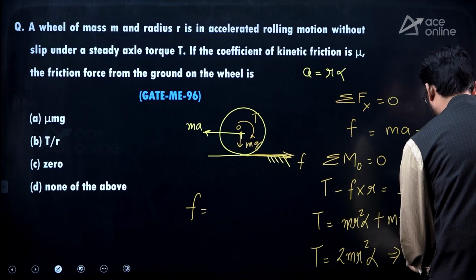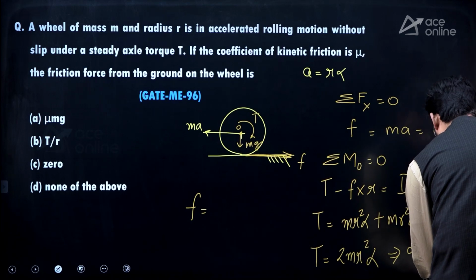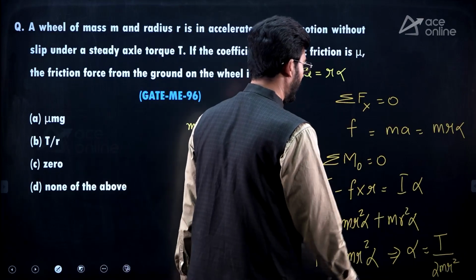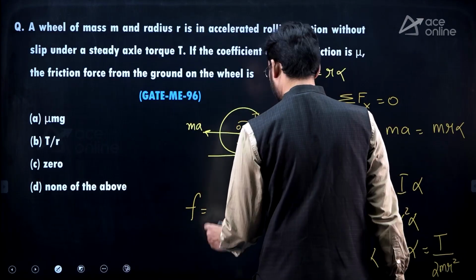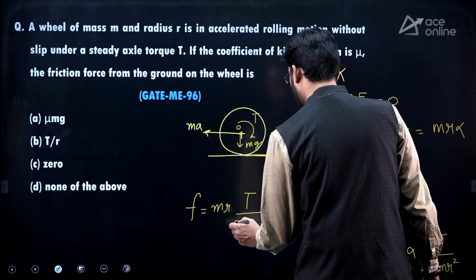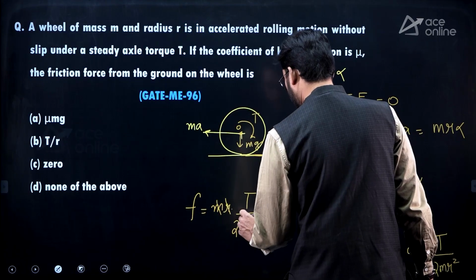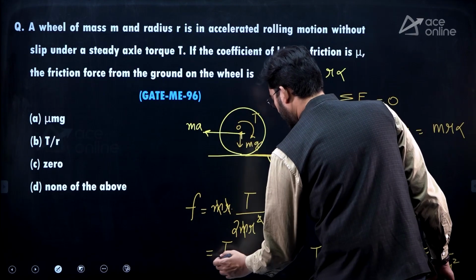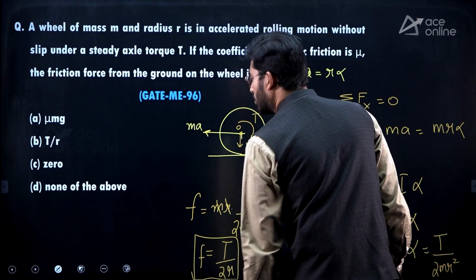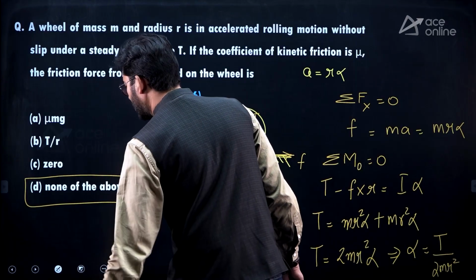So alpha will be equal to T by 2 times m r square. Substituting the value of alpha in f, small f is equal to m into r into alpha, that is T by 2 times m r square. So r and r will be cancelled, m and m will be cancelled. So this will be T by 2 times r, which is the friction force. So as per the question, option D is the answer, as none of the options are matching.